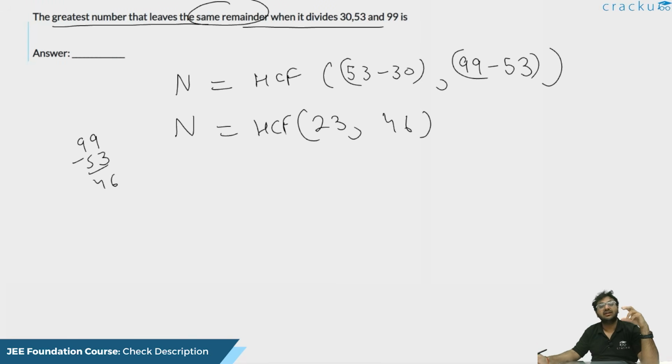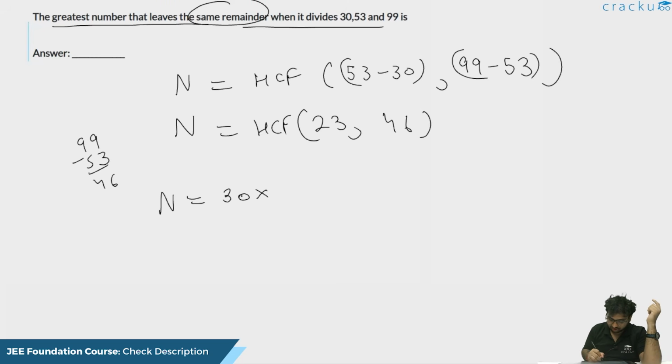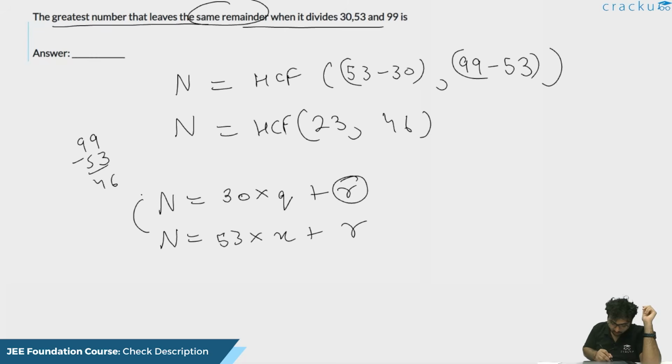See, why are we subtracting them? Because we know that dividend is equal to quotient into divisor plus remainder. Now the remainder is the same in both cases. So n is equal to 53 into some x plus r. So if we subtract both of them, this r gets cancelled out.